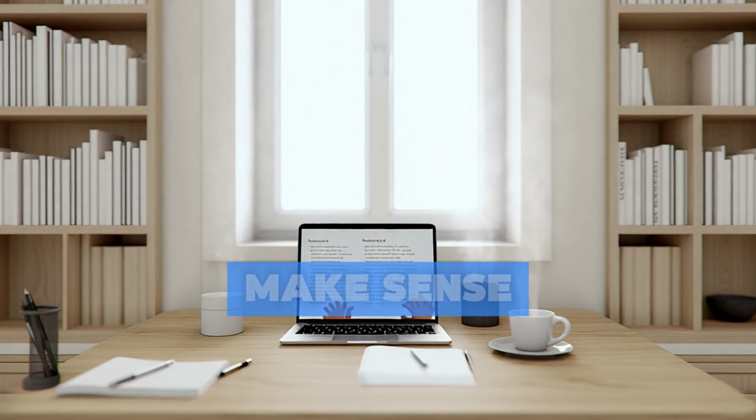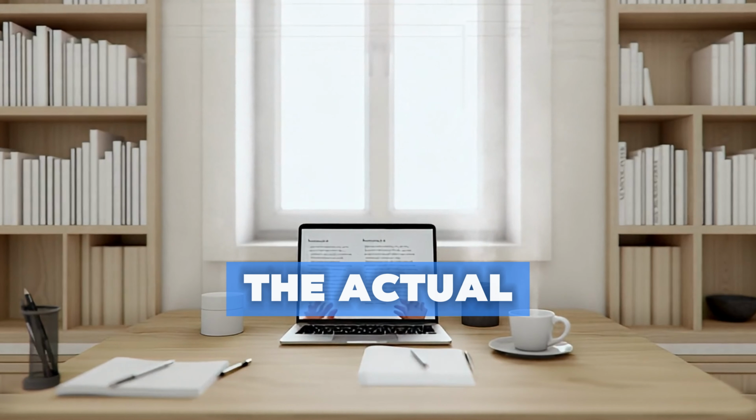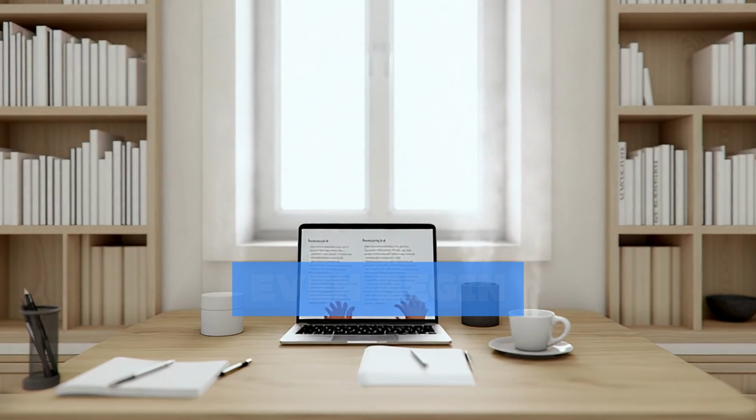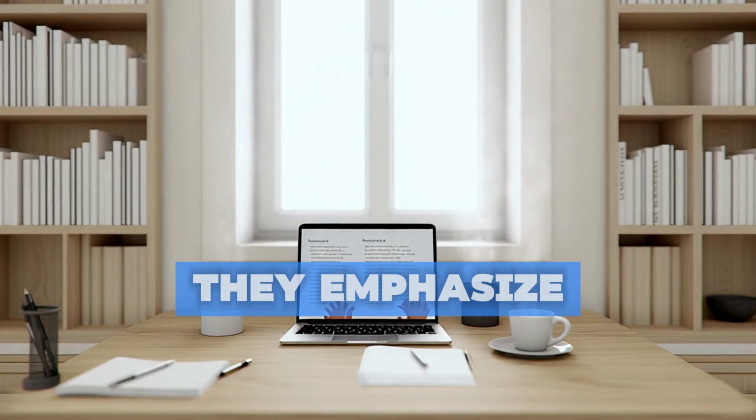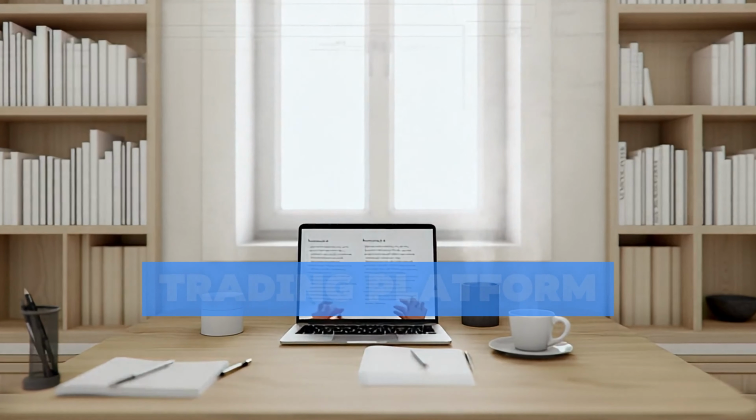So this is all starting to make sense, but I'm curious about the actual step-by-step process. Where would someone even begin if they wanted to try this micro trading approach? Well, the ebook lays it out pretty clearly. They emphasize choosing a user-friendly trading platform.